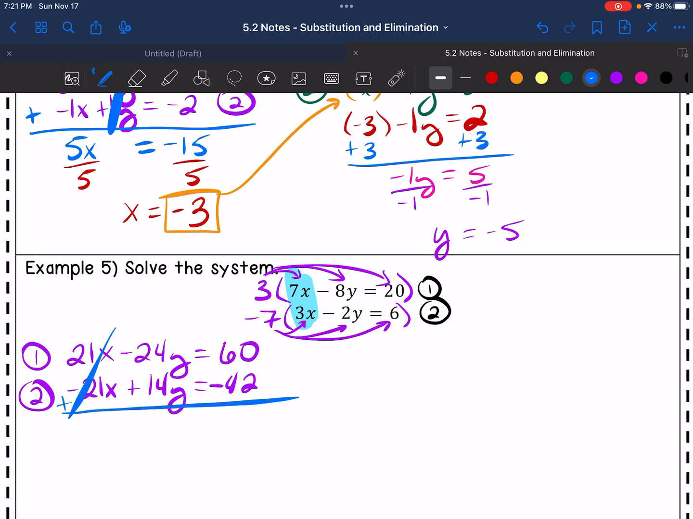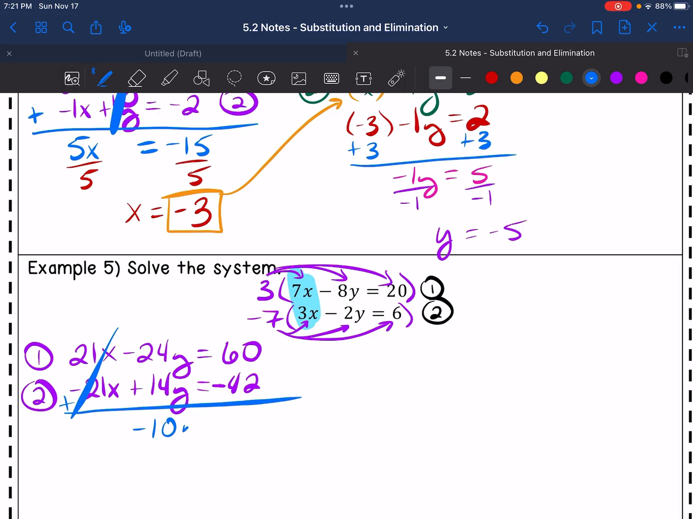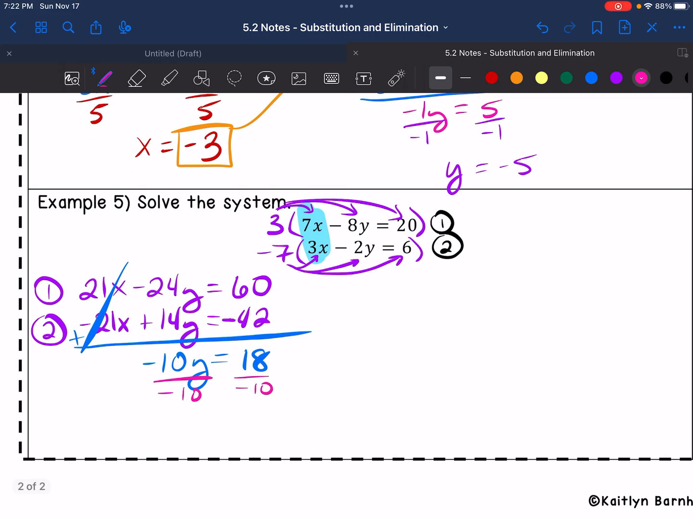21x minus 21x makes 0, so that's gone. -24y plus 14y is -10y. And then 60 plus -42 is going to be 18. And now I'm going to divide both sides by -10. And that's going to simplify down to y equals, 18 divided by 2 is 9 over 5.